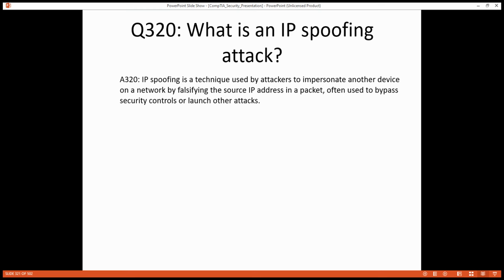Q320. What is an IP spoofing attack? A320. IP spoofing is a technique used by attackers to impersonate another device on a network by falsifying the source IP address in a packet, often used to bypass security controls or launch other attacks.